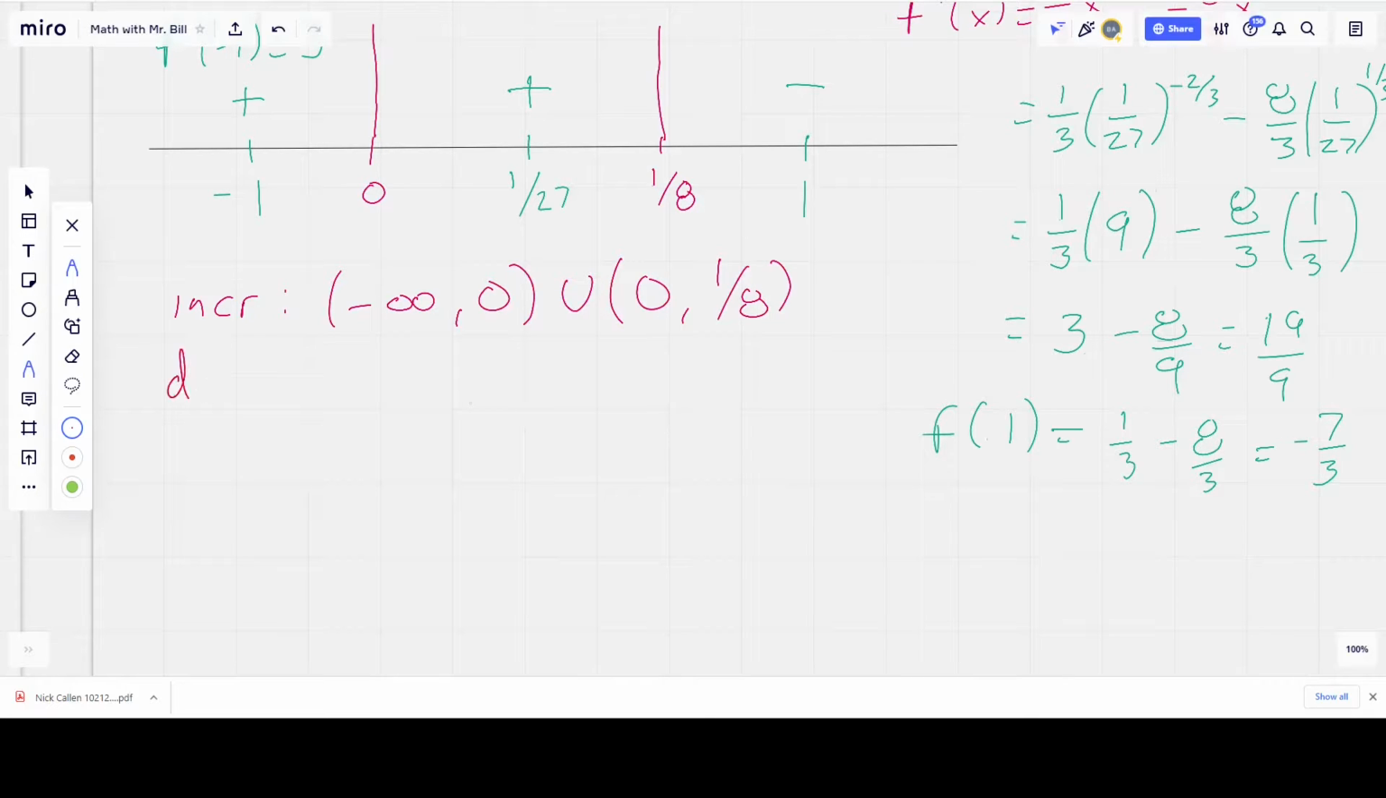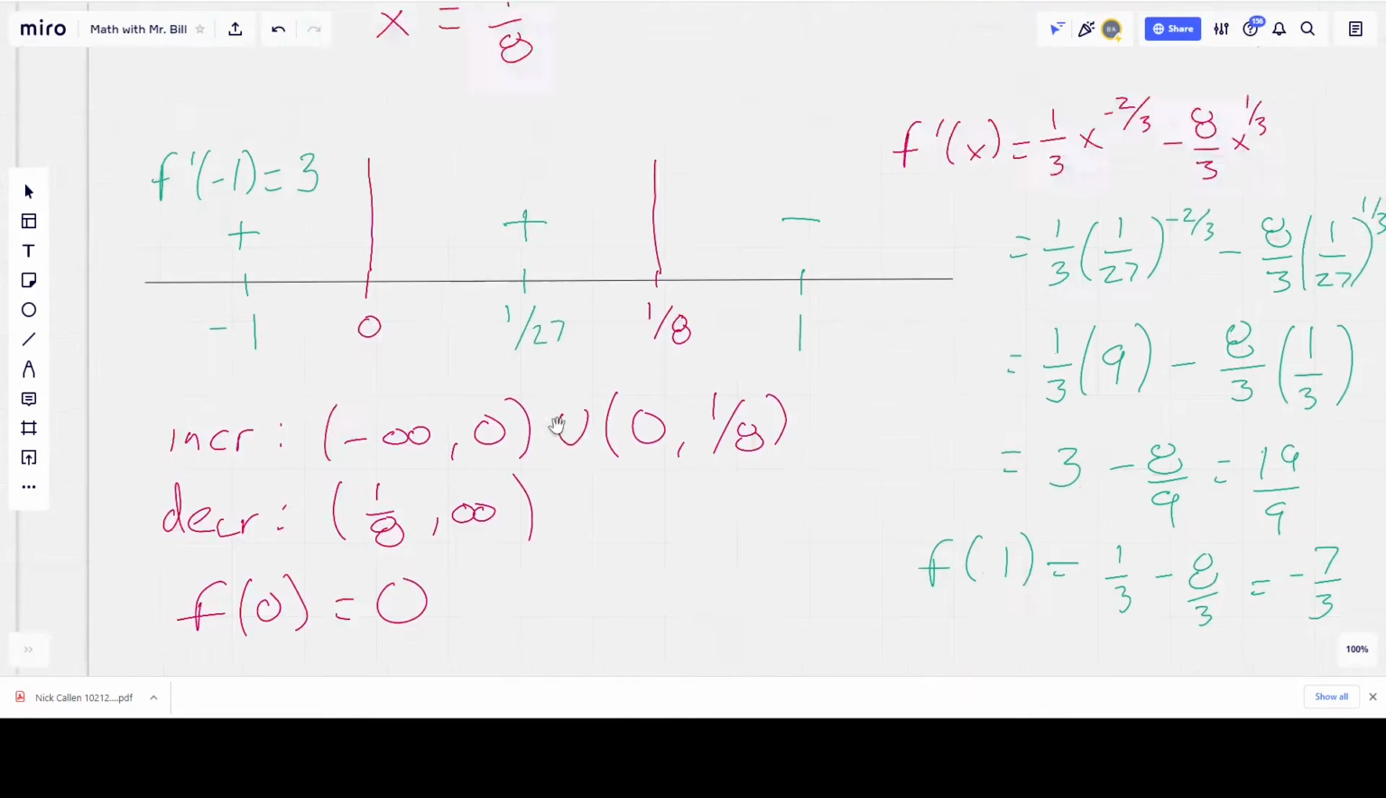And then it's decreasing from 1/8 to positive infinity. Now for the critical points, we need to plug in 0 and 1/8 into our original function. So if we want a point, those have got to go back into our original function. So f of 0, well, that's just going to be 0.